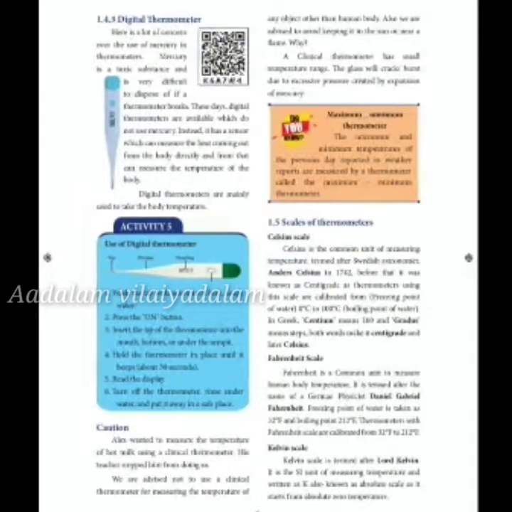These days, digital thermometers are available without mercury. Instead, it has a sensor. The tip has a sensor which feels the heat and measures the temperature. Digital thermometers are mainly used for taking body temperature. You can see the picture of the digital thermometer, how it looks.